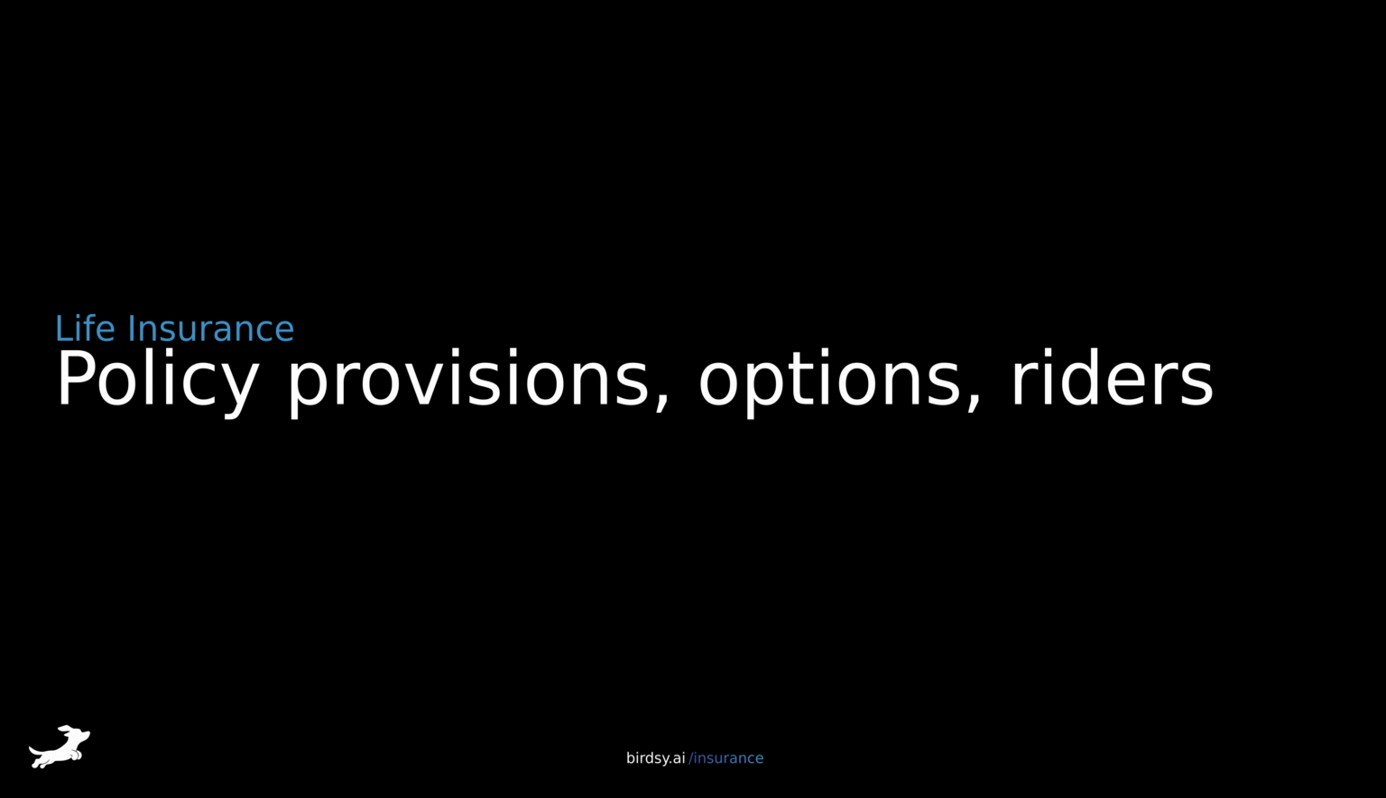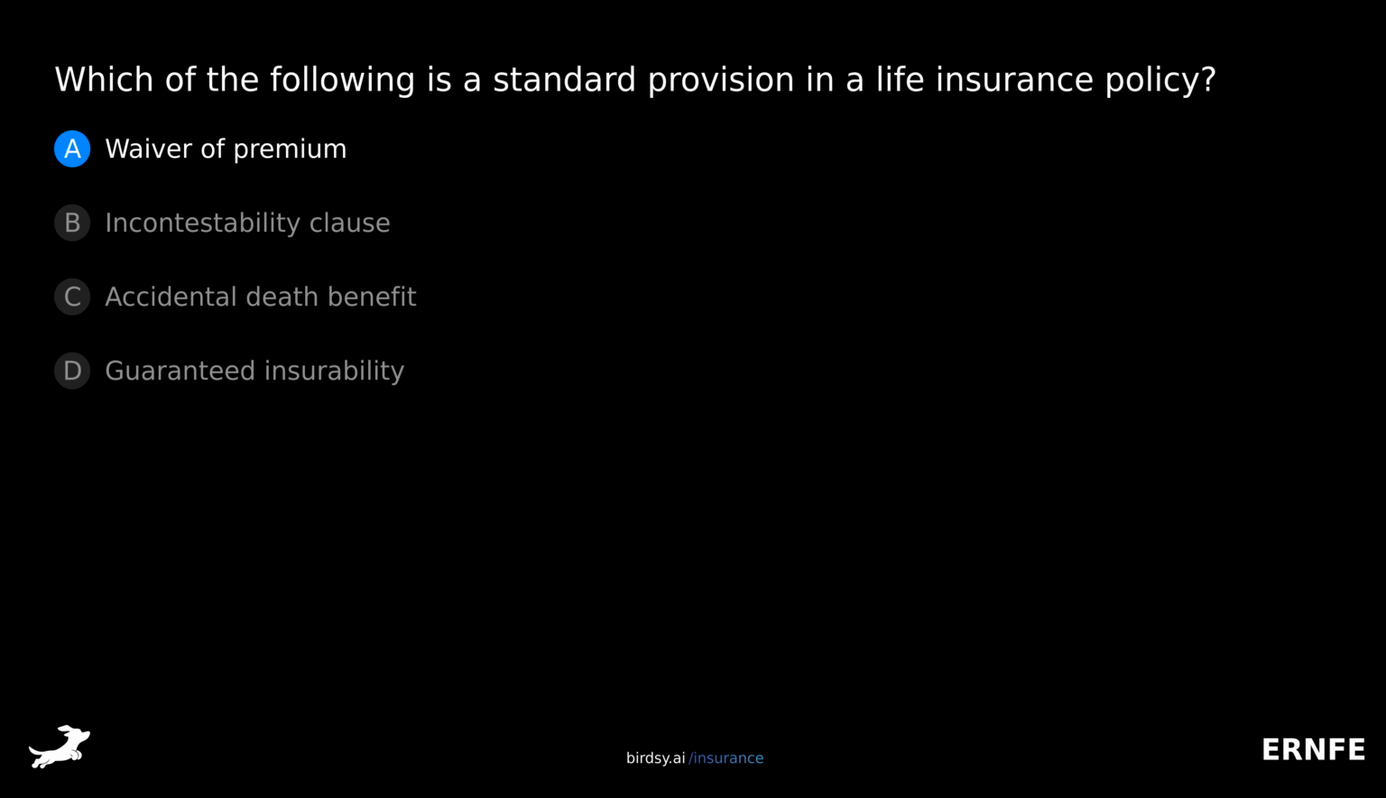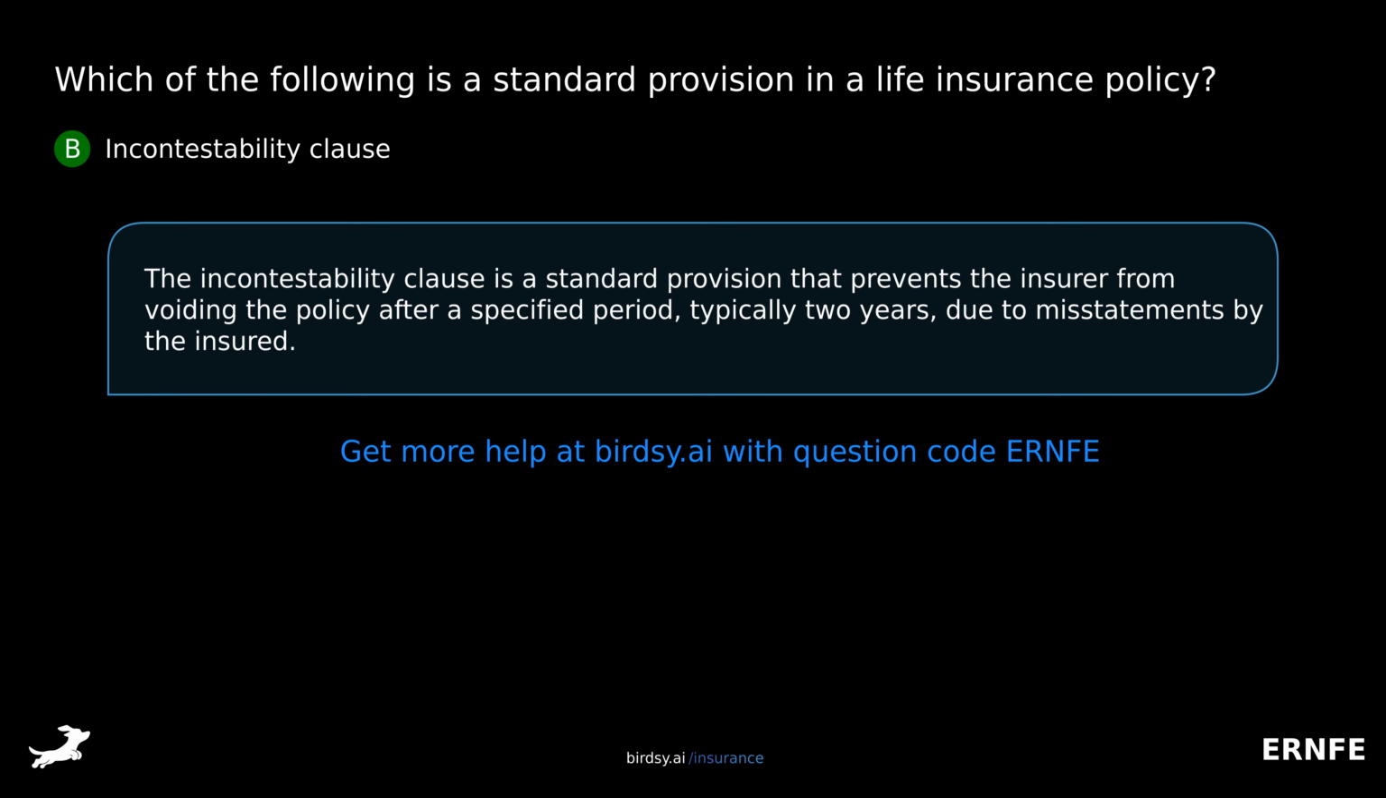Policy provisions, options, riders. Which of the following is a standard provision in a life insurance policy? Is it A. Waiver of premium, B. Incontestability clause, C. Accidental death benefit, or D. Guaranteed insurability? The answer is B. Incontestability clause. The incontestability clause is a standard provision that prevents the insurer from voiding the policy after a specified period, typically 2 years, due to misstatements by the insured.